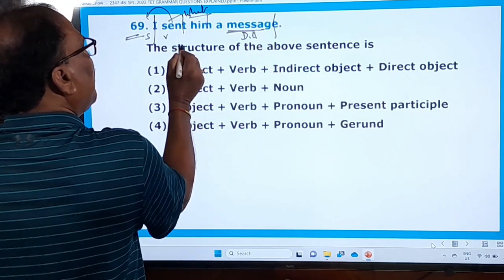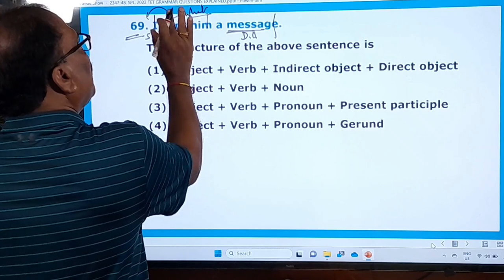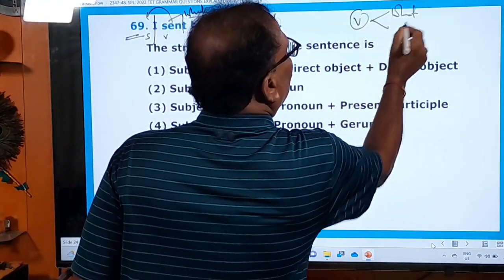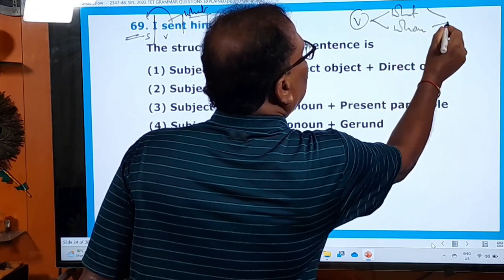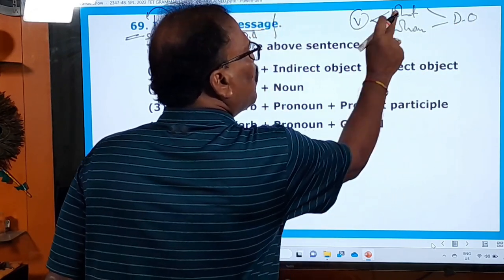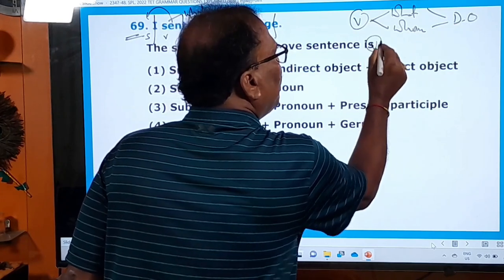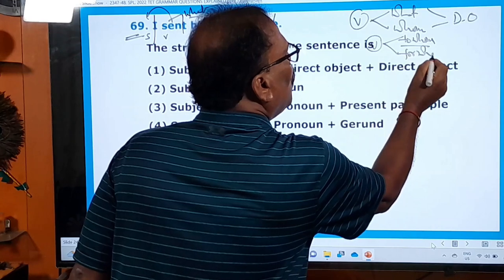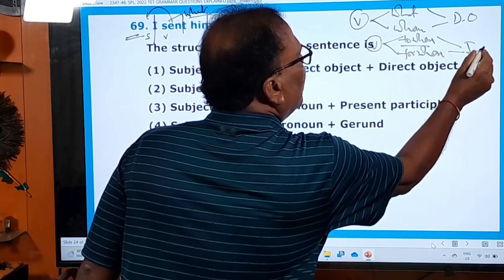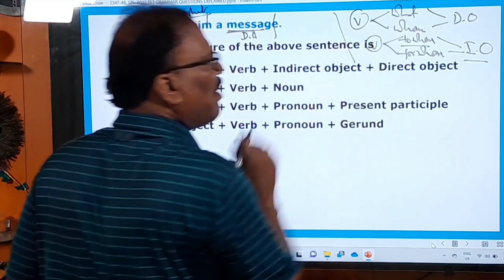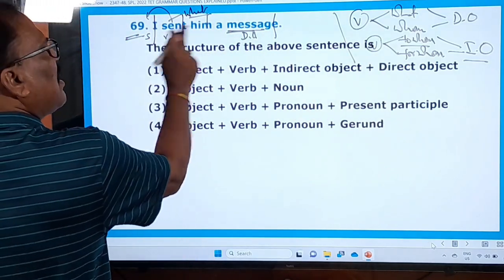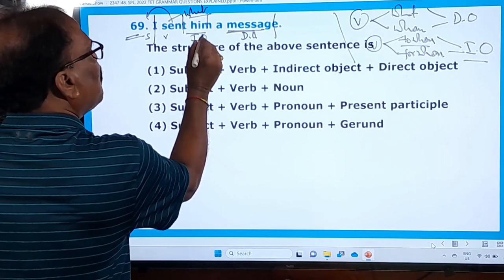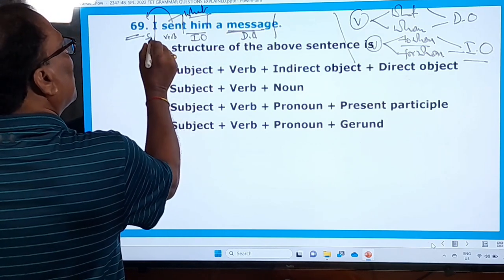Whenever you question the verb with to whom. Okay. Verb what or whom, you get the direct object. If you question the verb with what or whom, you get the direct object. If you question the verb with to whom or for whom, you get the indirect object. Please keep this point in mind. So here, I sent what? A message, direct object. I sent a message to whom? Him, indirect object.